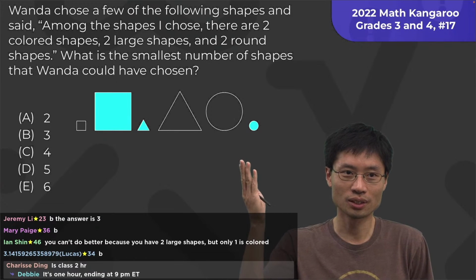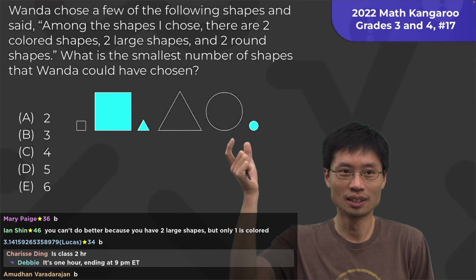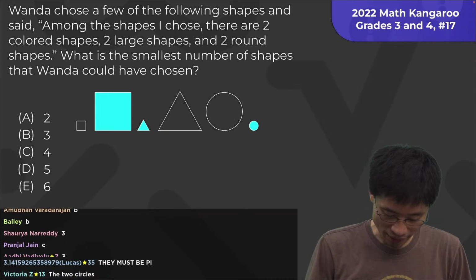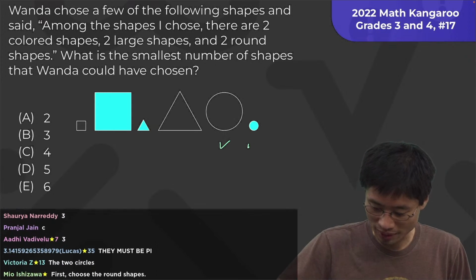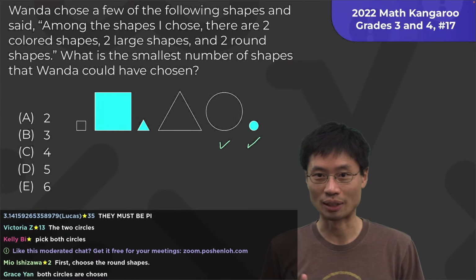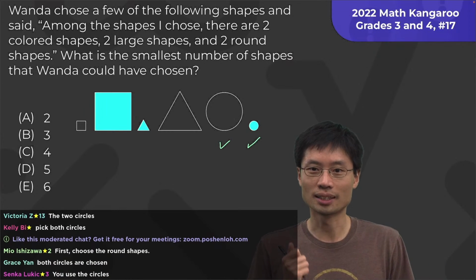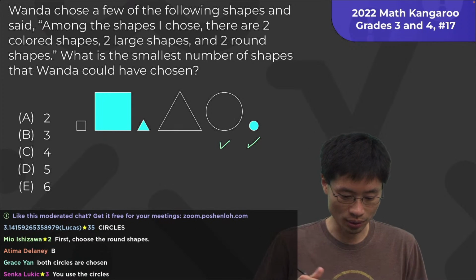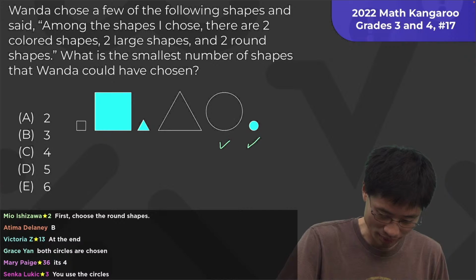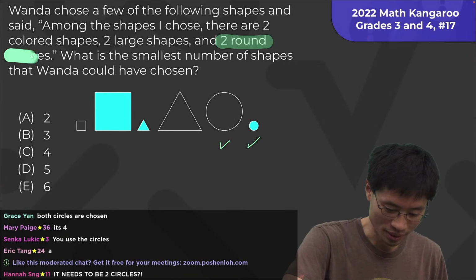Because if you look, where are the round shapes? There are only two round shapes anyway, the two circles. So no matter what, I know that I have to pick both of these. There's no choice. I have to pick both of these. That's the only way to do two round shapes. All right. Then the next thing I look at is, oh yeah, I finished the two round shapes already. So I'm going to mark it as done. The two round shapes, done.